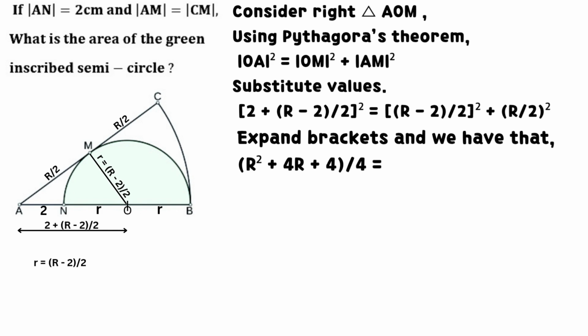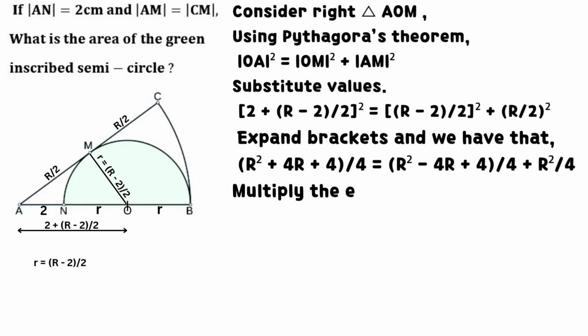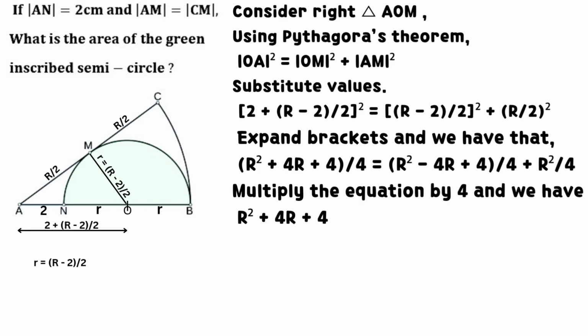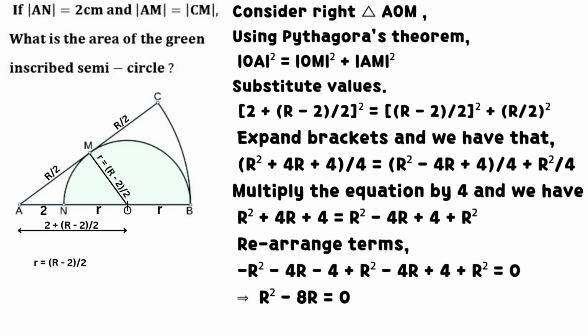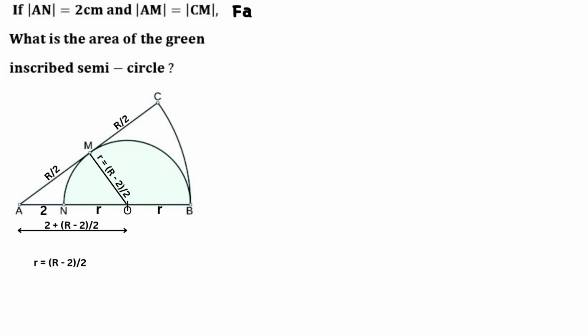Expand brackets. That is 1/4 of the sum of larger r square, 4 times larger r and 4, equals the sum of larger r square minus 4 times larger r plus 4, all divided by 4, and larger r square divided by 4. Multiply the equation by 4. We obtained an equation as shown on the screen. Rearrange terms, as shown on the screen, and simplify, so that the square of larger r minus 8 times larger r equals 0.